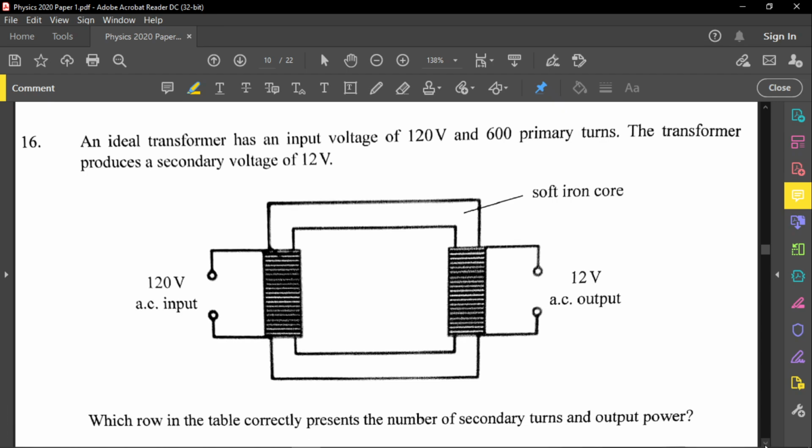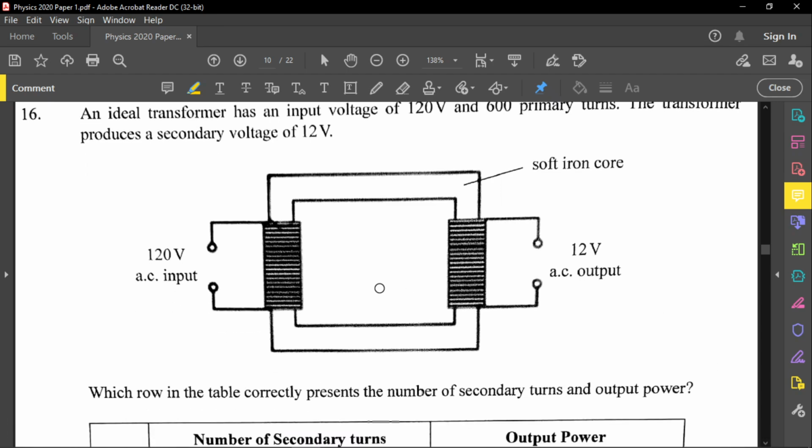But let's give you the formula to calculate the transformer real quick in terms of the ratio, number of turns and voltage. Now, firstly, it asks you what row in the table correctly presents the number of the secondary turns and the output power.